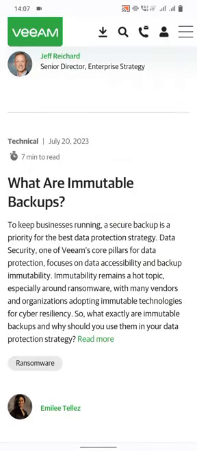What are immutable backups? To keep business running, a secure backup is a priority for the best data protection strategy. Data security, one of Veeam's core pillars for data protection, focuses on data accessibility and backup immutability. Immutability remains a hot topic, especially around ransomware, with many vendors and organizations adopting immutable technologies for cyber resiliency. So what exactly are immutable backups and why should you use them in your data protection strategy?